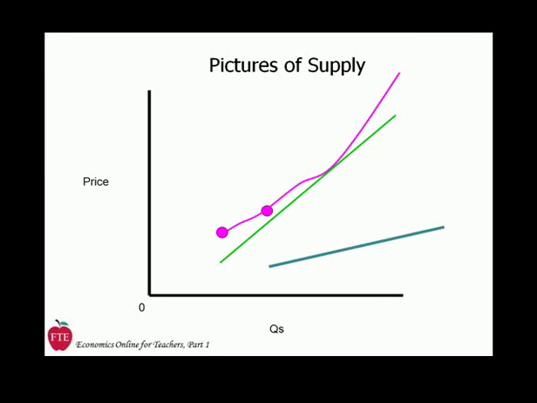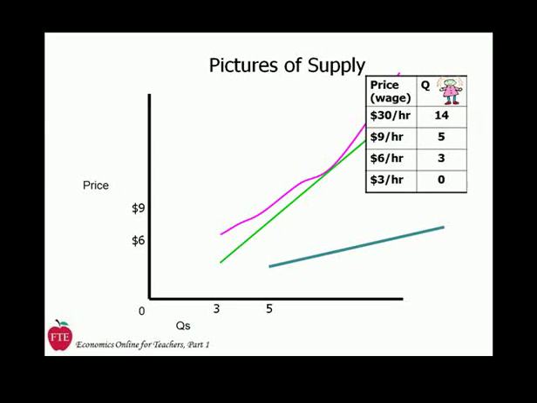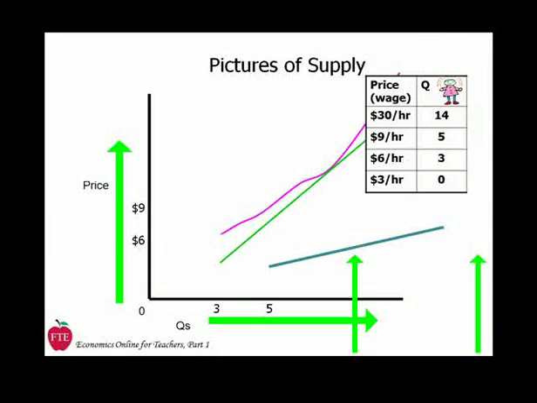Here are 2 points on Jennifer's graph picture. If we check the axes, it says that she's not willing to supply anything until the price is at least $6 an hour. And it says that at a price of $9 an hour, she's willing to supply 5 hours of firewood cutting. Look at the chart. Is that what she told us? Yep. So generalize. What's the relationship between price and quantity supplied? Right. Higher prices motivate you to supply more. The chart and the graph are telling us the same thing.